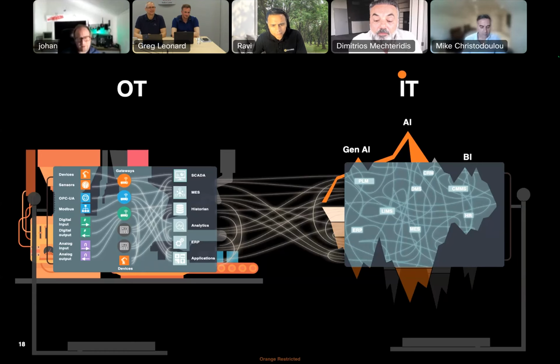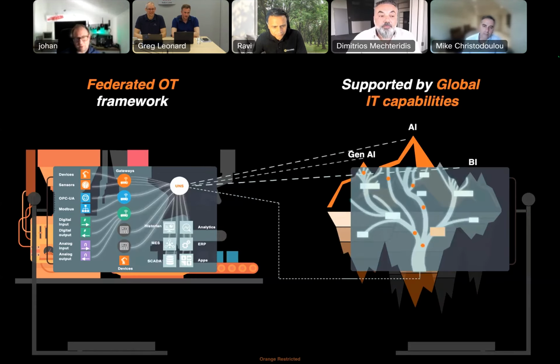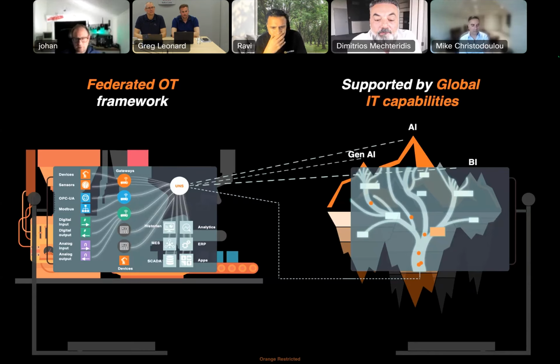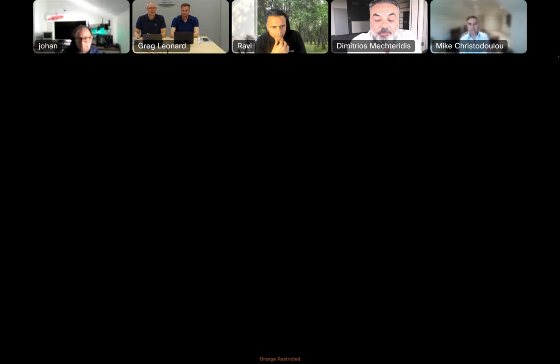Therefore, we have this vision of the modern factory, where you have the unified namespace helping you to collect and share data that will be feeding your generative AI or AI applications or traditional business intelligence. You have a much more clean architecture here now, where data is flowing freely. And that is how Orange helped to deliver digital resilience.